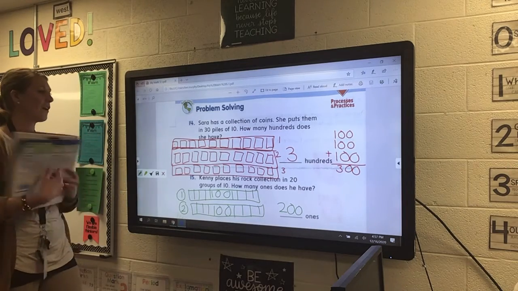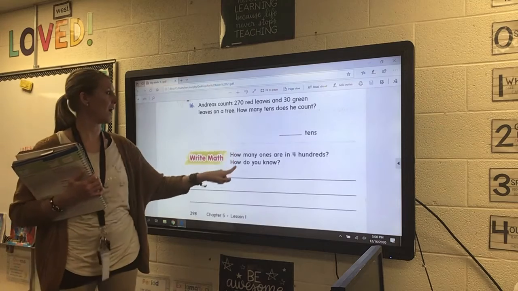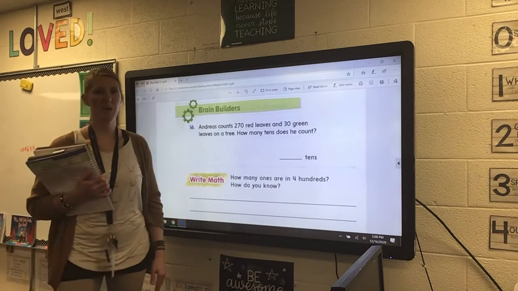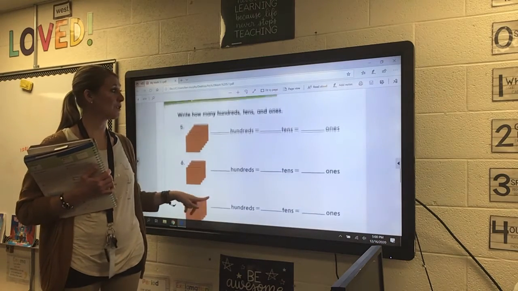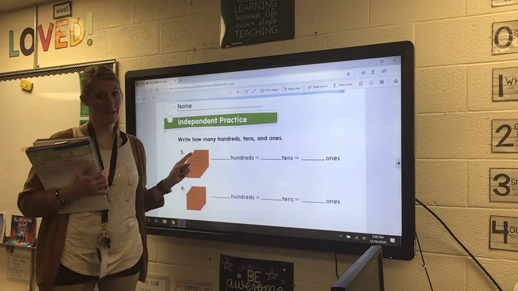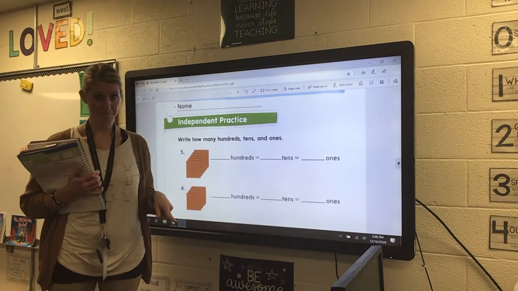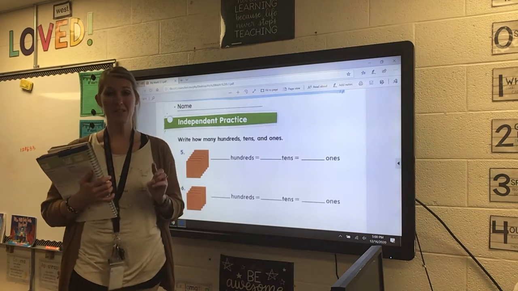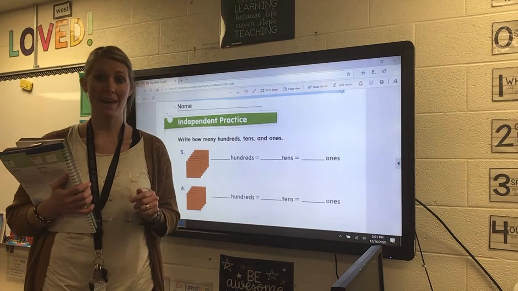Okay? All right. Now, down at the bottom, we're going to cross off the brain builders, 16, and write the math. You do not need to worry about the brain builder. But what you need to do now is go back to your independent practice, and you need to complete this page. Now, when you get done with this, you'll hand this page in, and then you also have IXL to do today, and I will post another video for IXL.